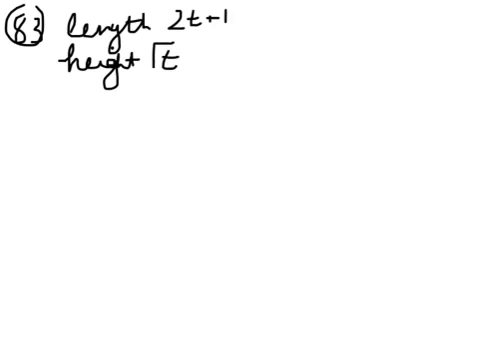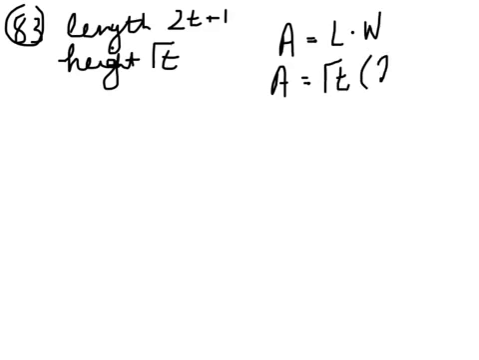So if I want to find the area, it's just length times width, or length times height, base times height, however you want to say it. But your area is going to be these two things multiplied together. I'm going to write the square root of t first just because I want to, and I'll just put 2t plus 1. Now I know if I'm finding the rate of change, that means take the derivative.